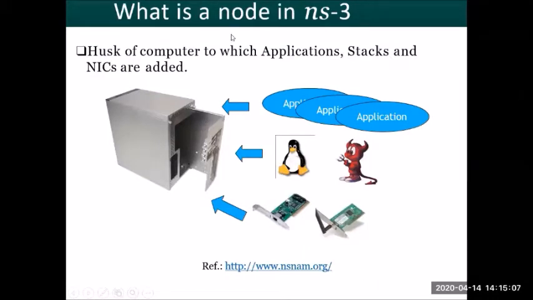So what is a node? Basically, what is a node in NS3? You can just see here. A node is something like an empty box, an empty box in the computer, or we call it the husk of the computer. Into this husk, you will first load your network interface card. You can see at the bottom, we are showing the network interface card. Then we need to put in our kernel. It can be the Linux kernel, it can be Red Hat, it can be Ubuntu. Then you can put a variety of applications on it.